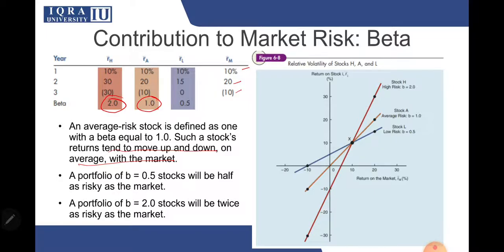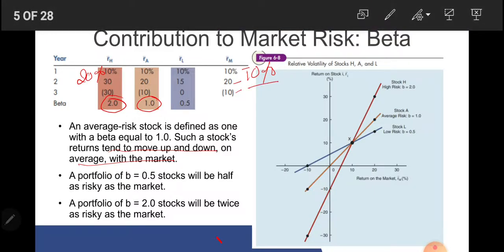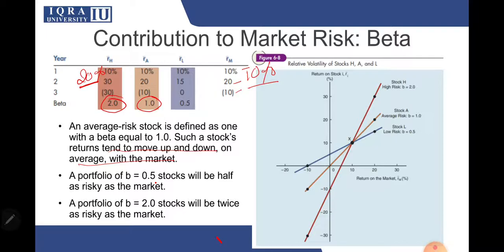So let's look at what's happening over here. The stock market moved from 10% to 20%. That was a 10% increase. Now because H has a beta of 2, if the market increases by 10%, this will increase by 20%, right? Because it has a beta of 2. So if the stock market is moving by 10%, this will automatically move by 20%.